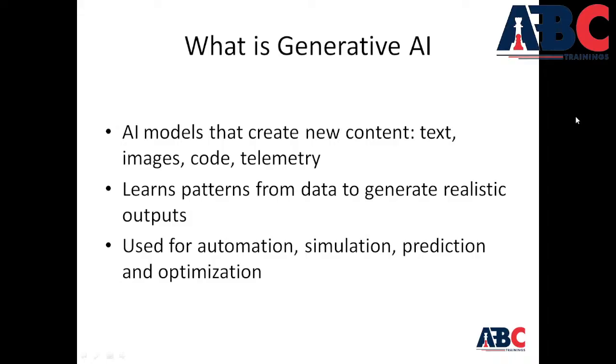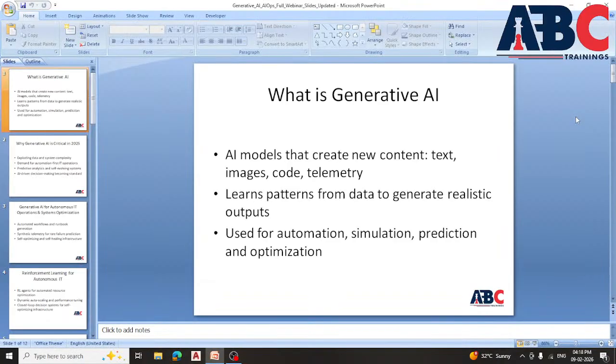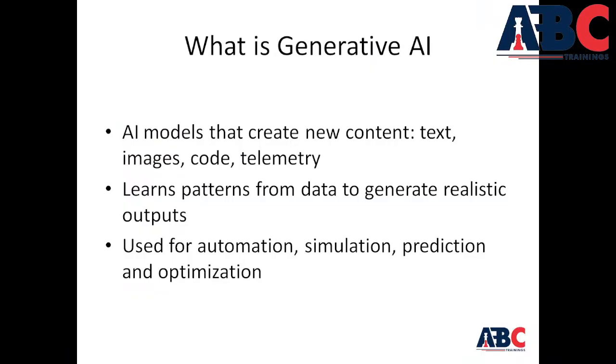It uses advanced machine learning models, particularly large language models, LLMs, and generative adversarial networks to understand context, replicate styles, and produce outputs that closely resemble human creativity. By learning from diverse data sources, generative AI can generate realistic content, answer complex questions, and assist in sophisticated problem solving tasks that once required significant human effort.